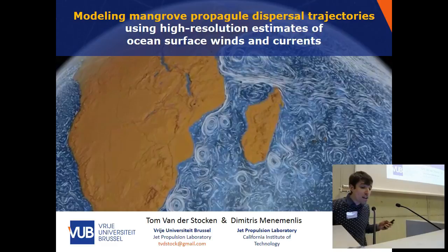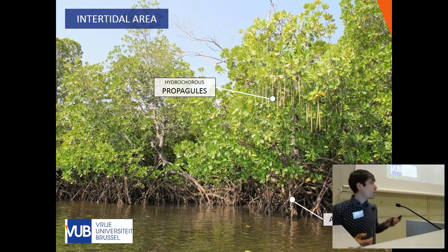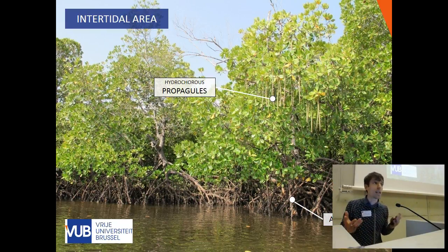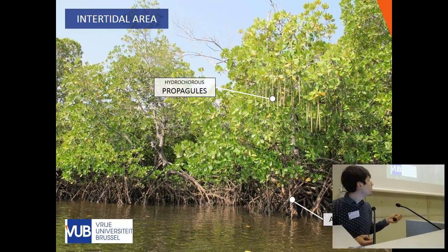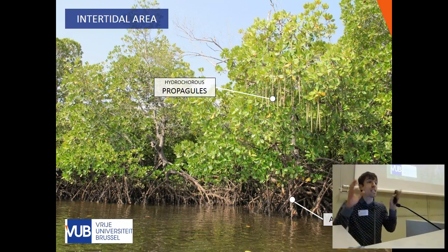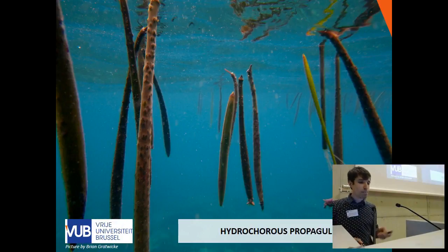Now, when we talk about mangrove dispersal, we talk about ocean dispersal. Mangroves thrive at the interface of land and sea. They're inundated once or twice a day by the tidal cycle, and they are adapted to this very dynamic environment by, for example, aerial roots, but also the production of what we call hydrochorous propagules. Propagules being dispersal units, can be seeds, can be fruits, can be seeds within fruits, and hydrochorous meaning being dispersed by water currents. Here you can see propagules floating at the ocean surface.